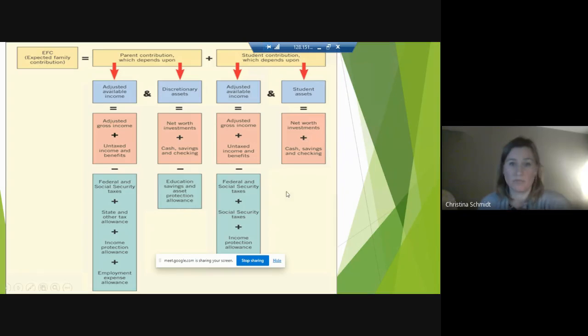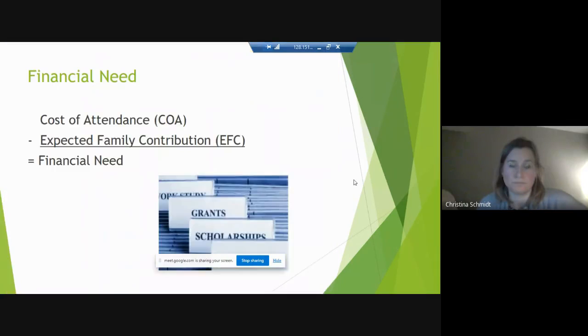So it's a combination of looking at the income, but then calculating allowances to come up with the expected family contribution. And so the magic formula is taking the cost of attendance, subtracting the expected family contribution, and that gives the school your demonstrated financial need. The school may or may not be able to fill that demonstrated need with a combination of work study, grants, scholarships, and loan funding.